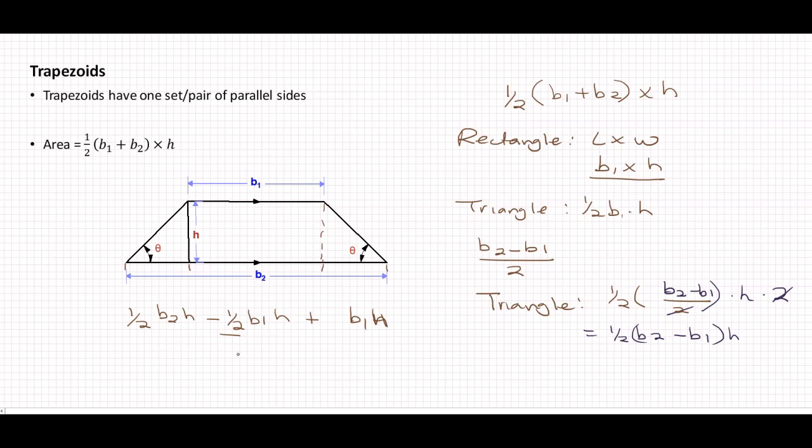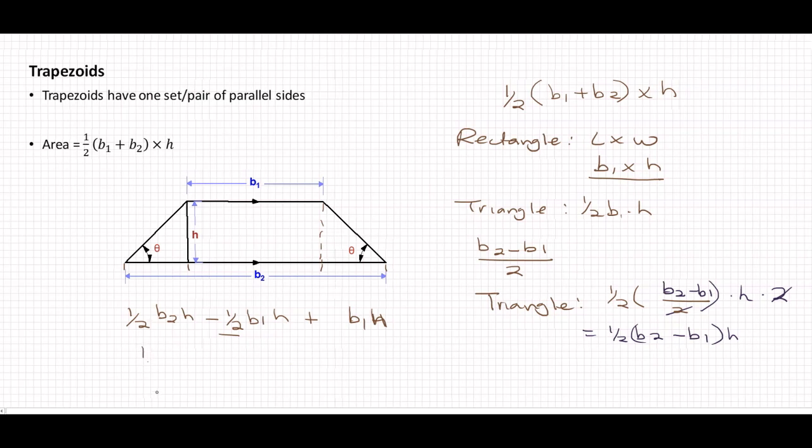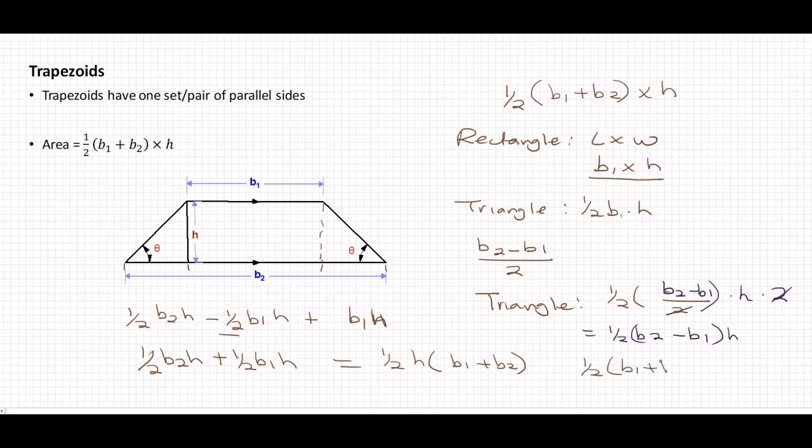B1H. So this is going to give us 1/2 B2H. This is minus 1/2 B1H plus B1H is going to give us plus 1/2 B1H. So when we factor, we have 1/2 H, and that's going to give me B1 plus B2. So for the sake of the trapezoid, what we actually have for the formula, which is widely accepted, is 1/2 B1 plus B2 H.